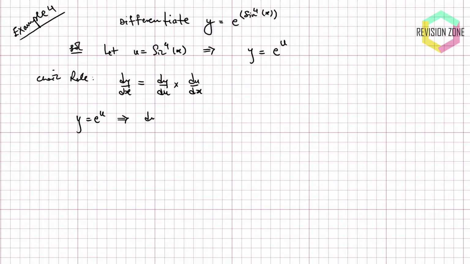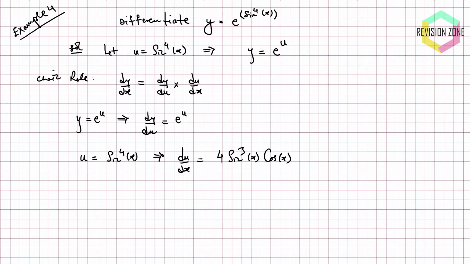But since my y is actually e to the u, differentiating y with respect to u is easy. We just get e to the u. That's how exponentials are. But my u is sine to the power of 4x. Now, in the previous example, we did this from scratch. But of course now, since we've seen that example, we know what the answer is going to be. It's just going to be 4 sine cubed x cos x. Okay, you can go back and just confirm this if you prefer.